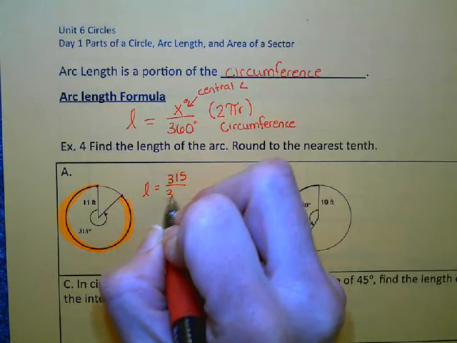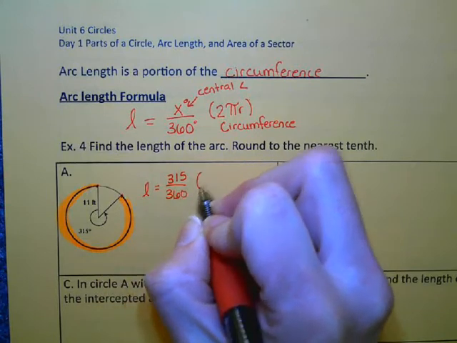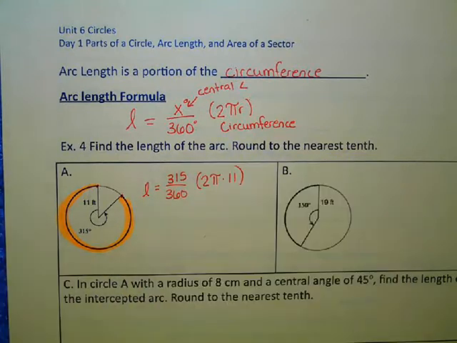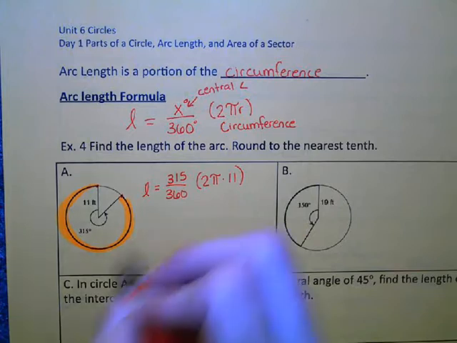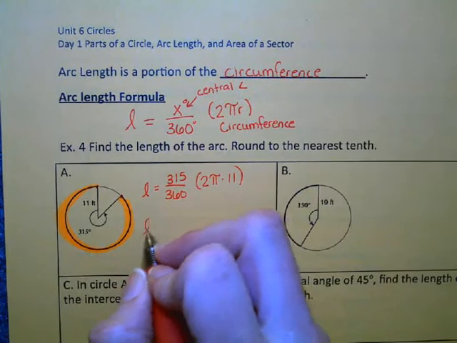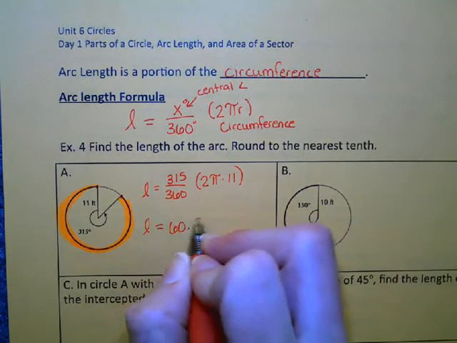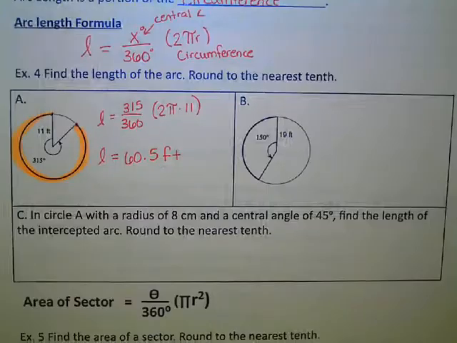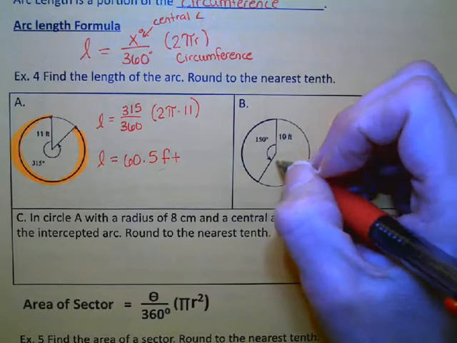So the arc length would be 315 out of 360 times your circumference, 2 pi times 11. So you can do 315 divided by 360 and get a decimal, and then just times that times 2 pi times 11. And it comes out to 60.47, so nearest tenth would be about 60.5. And this is circumference, so we'll just say feet.